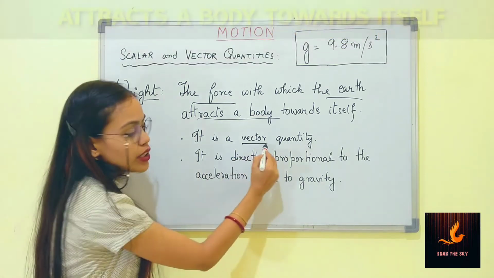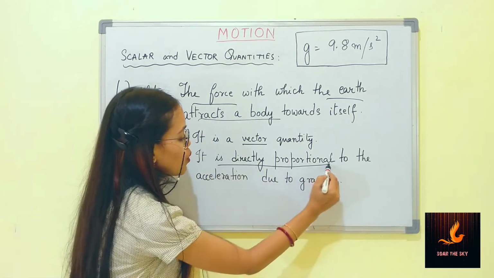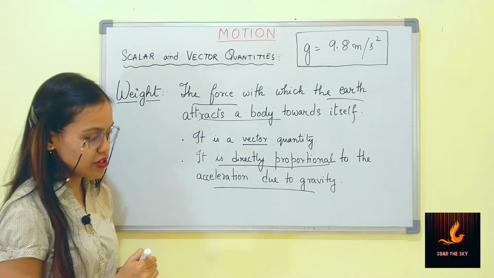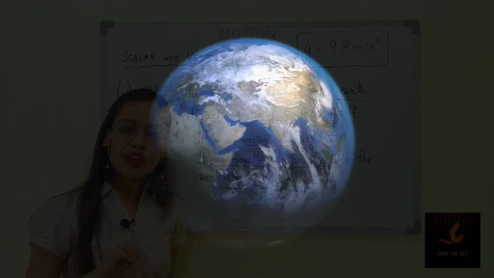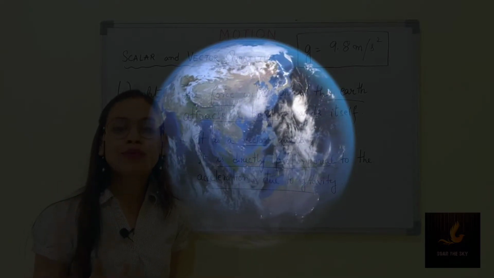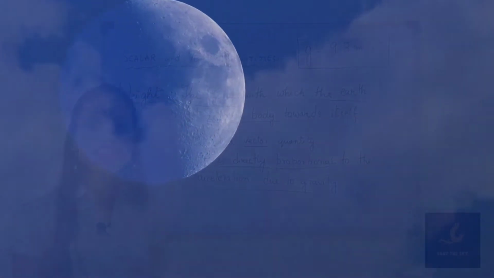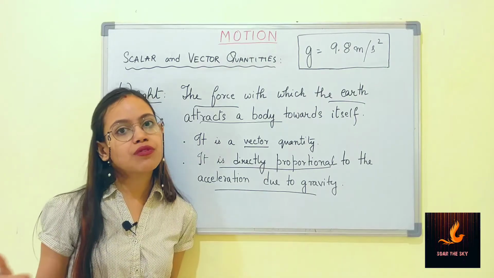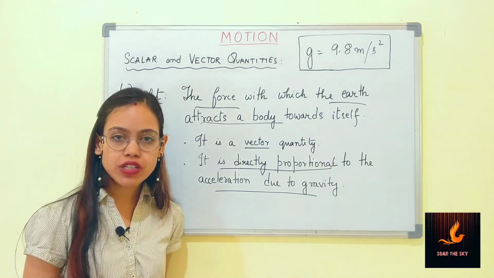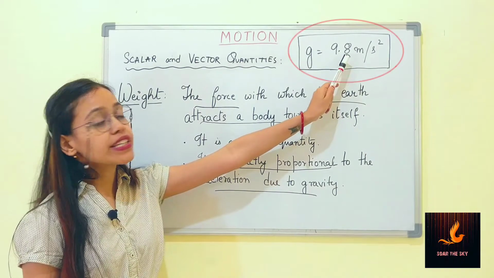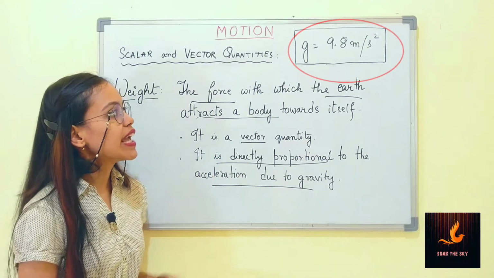First of all, it is a vector quantity, so it has a direction. Second, it is directly proportional to the acceleration due to gravity, which is g. Now, every celestial body, every planet possesses a separate gravitational pull. The gravitational pull of each and every planet is different, and that is the same case for the other celestial bodies as well. So g, or the acceleration due to gravity on Earth, is 9.8 meter per second square.